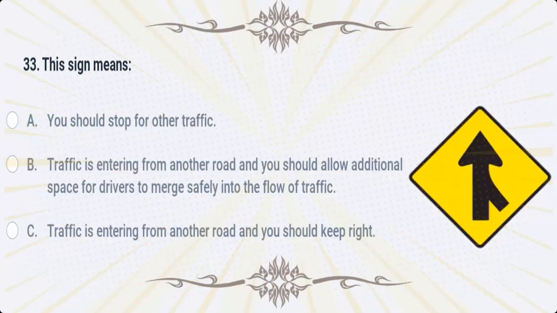This sign means A. You should stop for other traffic. B. Traffic is entering from another road and you should allow additional space for drivers to merge safely into the flow of traffic. C. Traffic is entering from another road and you should keep right. B. Traffic is entering from another road and you should allow additional space for drivers to merge safely into the flow of traffic. This sign alerts you to the possibility of traffic merging into the main stream of travel. After checking to your side and rear, you should move into another lane, if possible, to allow merging motorists a clear path.